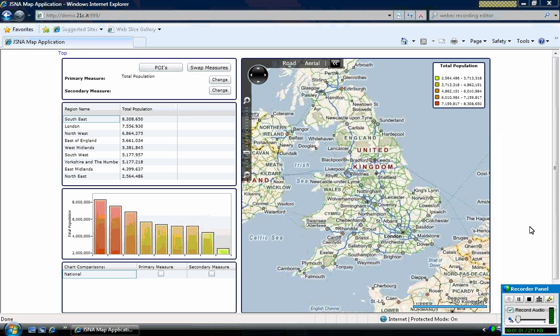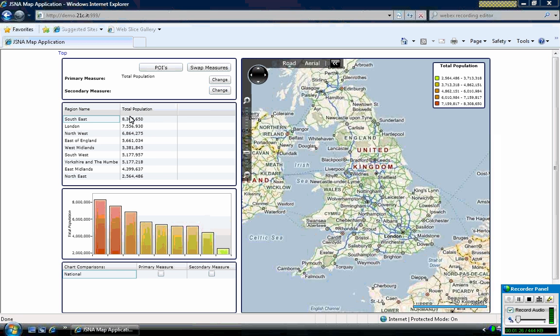The mapping is driven by SQL Server 2008 Release 2 OLAP software, and this is a Silverlight website. It forms part of a MOSS 2010 portal which provides other business intelligence capabilities to the user community, and that will be the subject of a separate short film later.